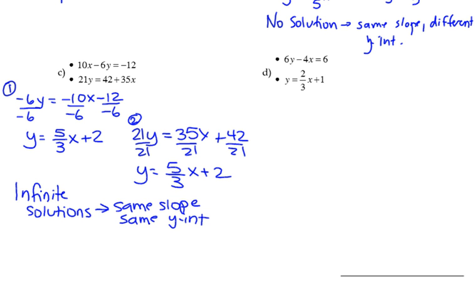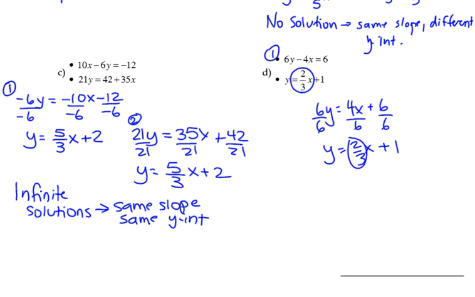And the last one, we just had to rearrange the first one. The second was already done for you. So add the 4x to the other side. Divide by 6. And again, y equals 2/3 x plus 1. Slopes are the same. Y-intercepts are the same. Therefore, we have infinite solutions. And reason would be same slope, same y-intercept. Okay?